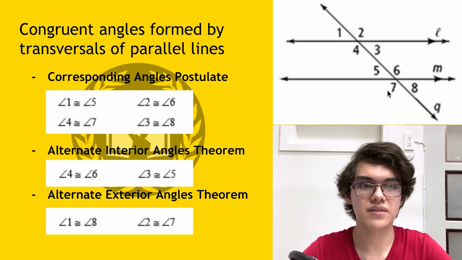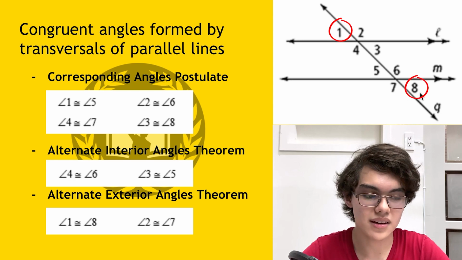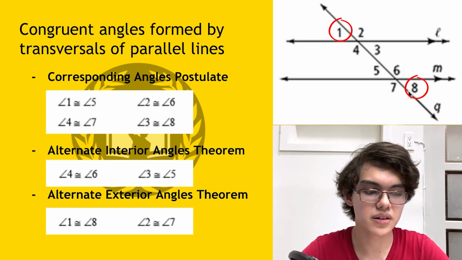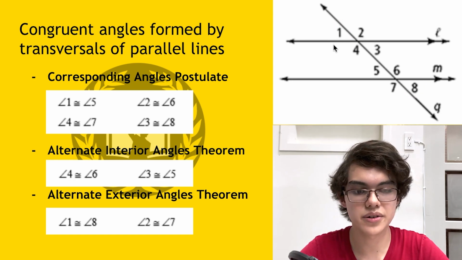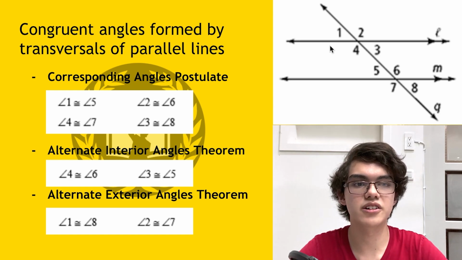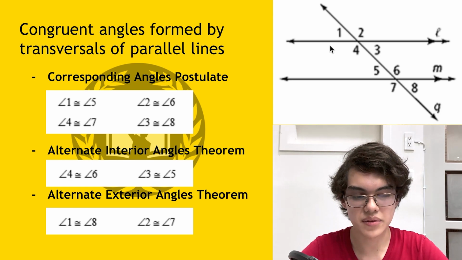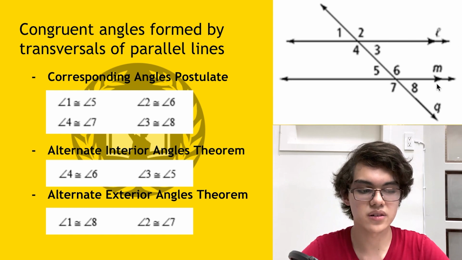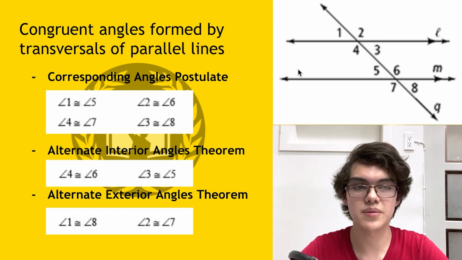The other pair of alternate exterior angles would be angle 1 and angle 8. So these two would be congruent. Alternate exterior angles are congruent, and we know this because of the alternate exterior angles theorem. And remember, these only work when parallel lines are being crossed by a transversal. It won't work when the lines are not parallel.